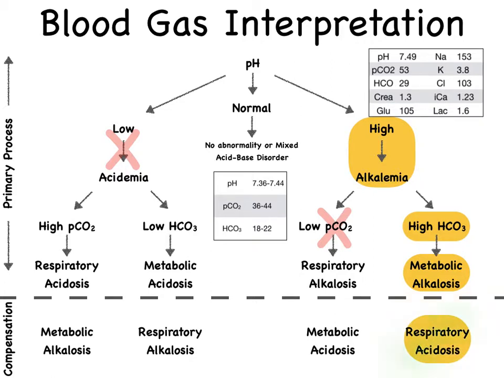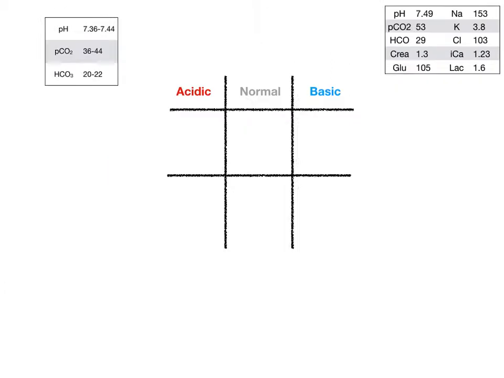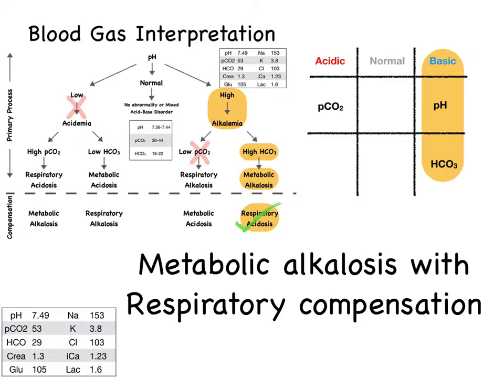So, let's look at this from the tic-tac-toe method. Here we see the pH is high, which gives us an alkalemia. The CO2 is high, which means we have a respiratory acidosis, and the bicarbonate is high, which means there's a metabolic alkalosis. Now we see which process lines up with the pH. In this case, it's the bicarbonate, so the metabolic component is causing the primary disturbance. Our patient has a metabolic alkalosis. The PCO2 is moving in the opposite direction, a respiratory acidosis, so this looks like compensation. So, our initial assessment is a metabolic alkalosis with respiratory compensation.